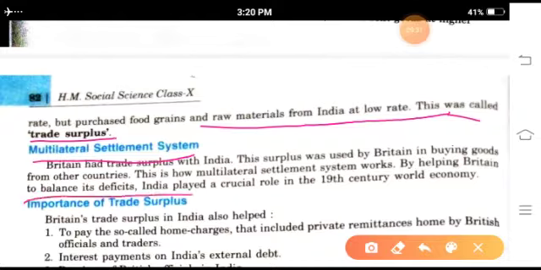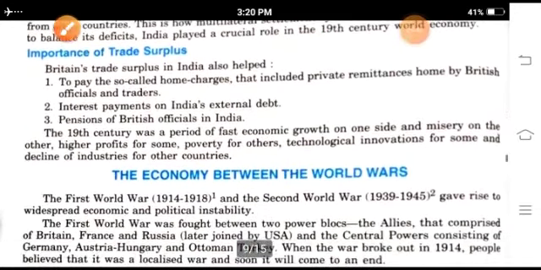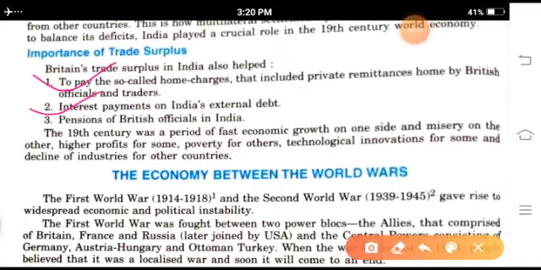Trade surplus. In the 19th century, the value of British imports was much higher than the value of food grains and raw materials exported from India. In other words, Britain sent goods at a higher rate but purchased food grains and raw materials from India at a low rate, and this was called the trade surplus.